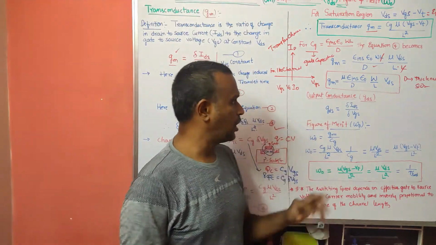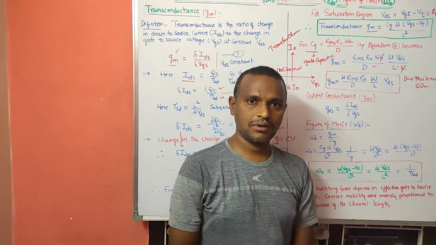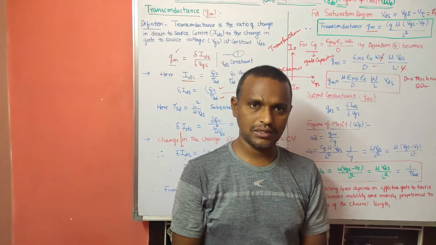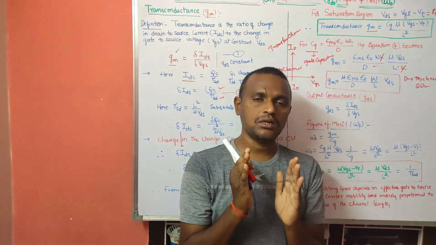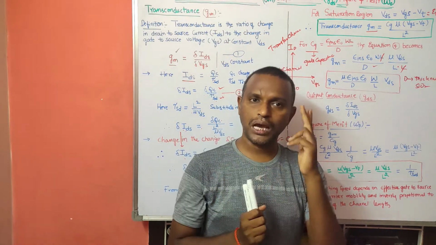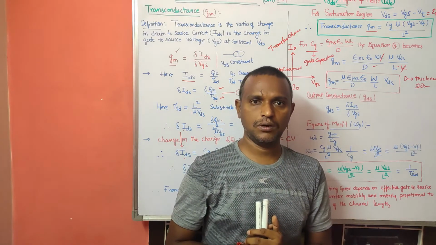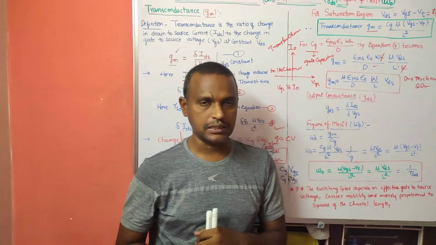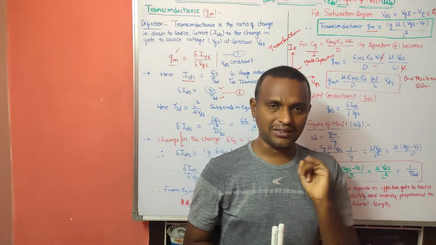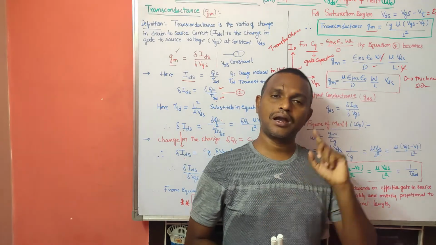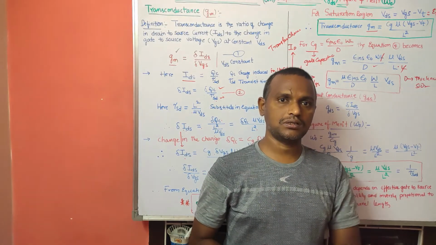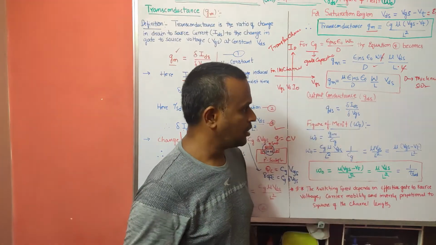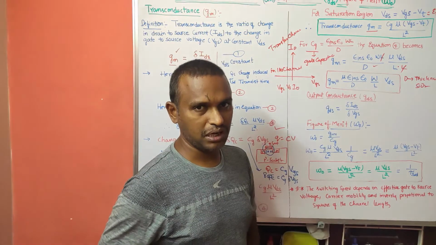Now what we have here is output conductance. Then what is the difference between this transconductance and output conductance? If you consider any MOSFET or JFET, we have two types of characteristics for these field effect transistors. One is the drain characteristics or output characteristics, and another one is the transfer characteristics. So how can we draw the drain characteristics for a MOSFET?